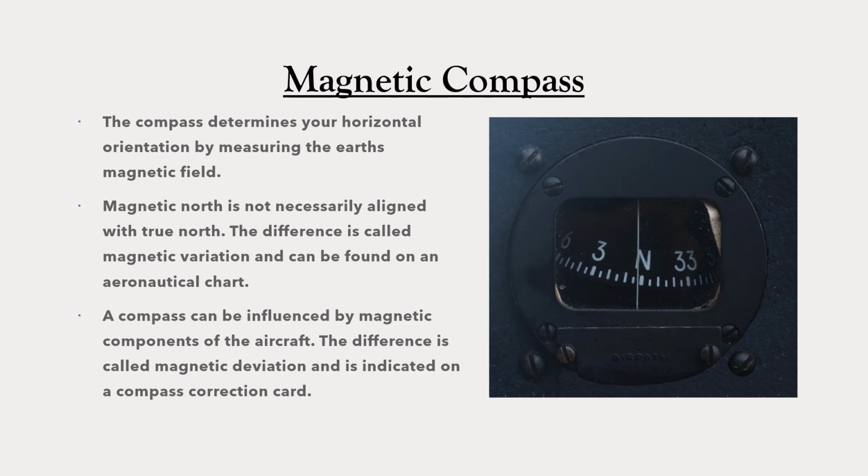A memory aid to remember which one is magnetic variation and which one is magnetic deviation: you can think of magnetic variation as varying from place to place around the Earth. Magnetic deviation is associated with the aircraft. So you can think that some aircraft are deviant and they want to take you other places.